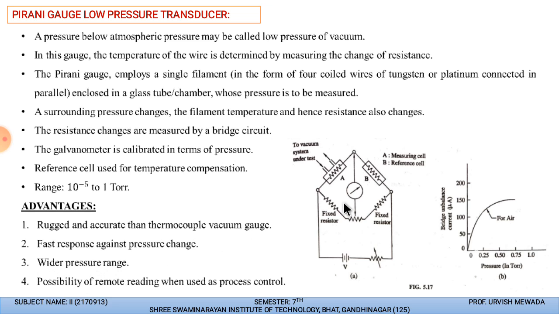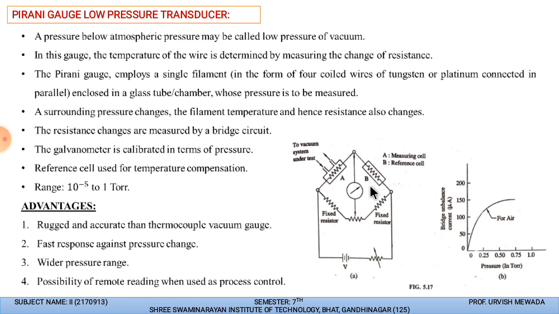So it has a wider pressure range, so we can use it where we require a greater change in the pressure. We can use this gauge for the pressure measurement. And the fourth advantage of this Pirani gauge is the possibility of remote reading when used in process control.